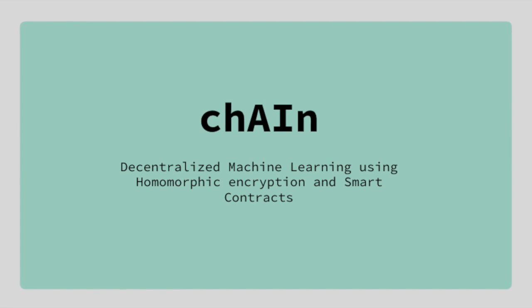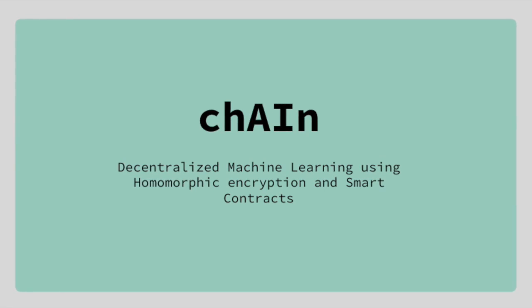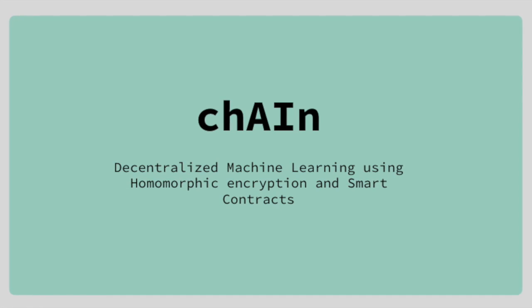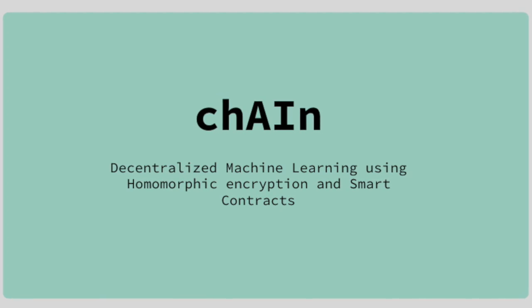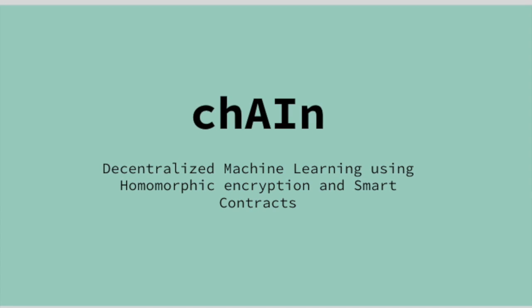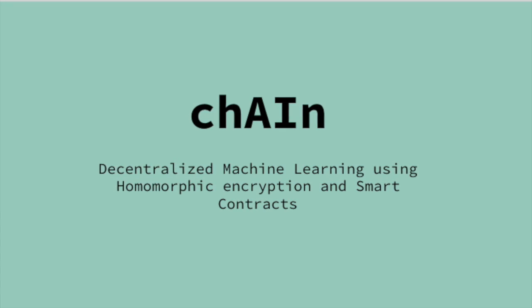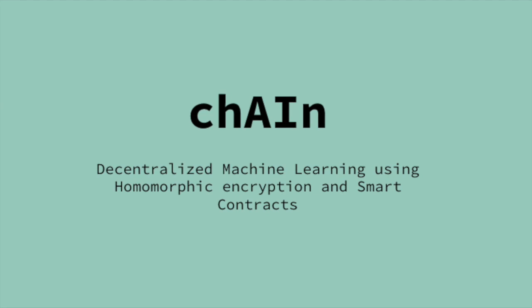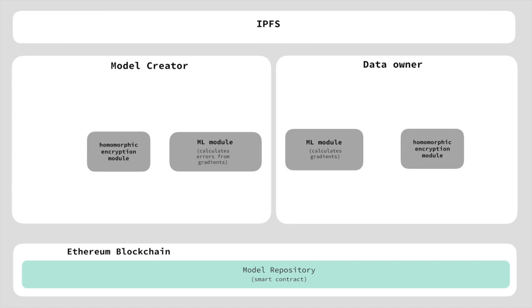Our blockchain project is focused on machine learning using homomorphic encryption to protect user data privacy and machine learning model architecture, and smart contracts to incentivize users to share their data and contribute computational power. A quick walkthrough of the flow of the application.